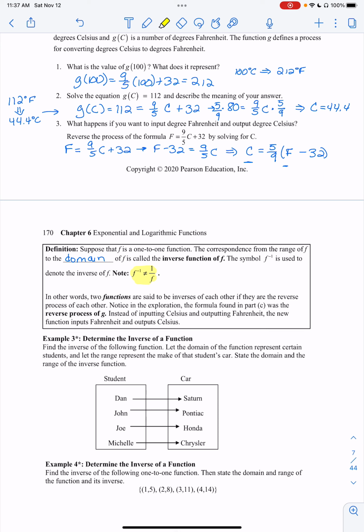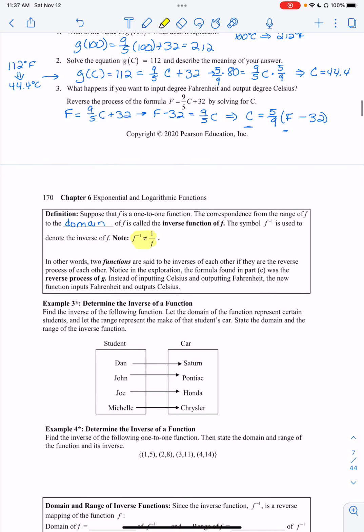So another way to say this is two functions are said to be inverses of each other if they are the reverse process of each other. Notice the exploration, the formula found in part C was the reverse process of G. So instead of inputting Celsius and outputting Fahrenheit, our new function inputs Fahrenheit and outputs Celsius.